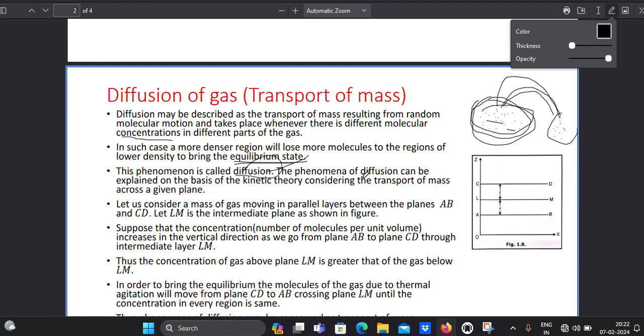The phenomenon of diffusion can be explained on the basis of kinetic theory. Okay friends, the phenomenon of diffusion can be explained on the basis of kinetic theory. Kinetic theory means the molecules move in random directions. So that is explained by the kinetic theory of gases, considering the transport of mass across a given plane. Transporting mass means transporting the number of molecules from a high density region to a low density region.